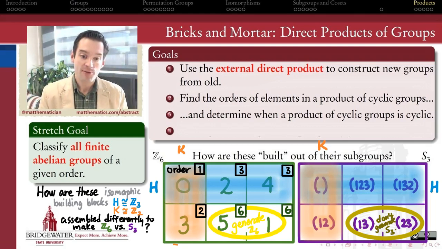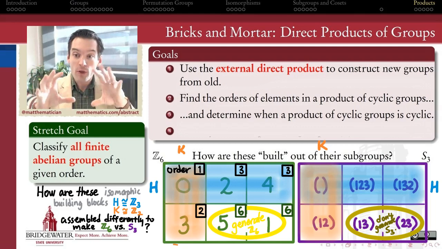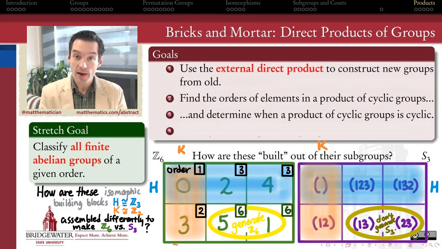In this video, we want to answer the question, if the groups that these elements came from were cyclic to begin with, then will that group that we get by forming the direct product also be a cyclic group? Under what circumstances is that guaranteed to happen?